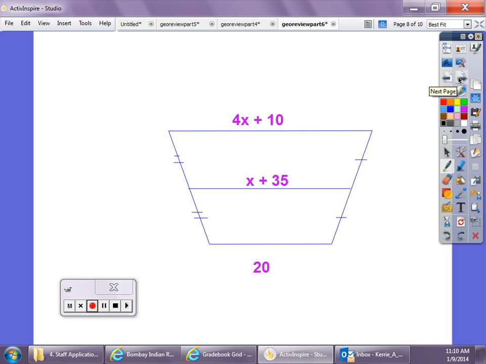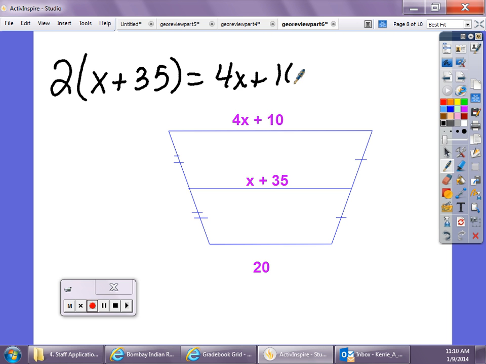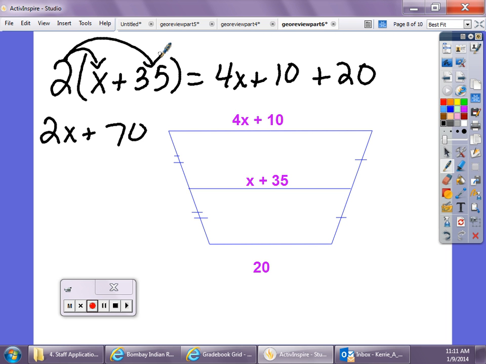All right. Who can set up the equation for this one? Because obviously I've been making mistakes today. 2 times, what's the mid? And I know this is a mid because it's x plus what? 35 equals 4x plus 10, and my other base is plus 20. Okay, what's 2 times x? 2x plus 70. You guys forget to share sometimes. Plus 70 equals 4x plus 30. Okay, because that makes 30.